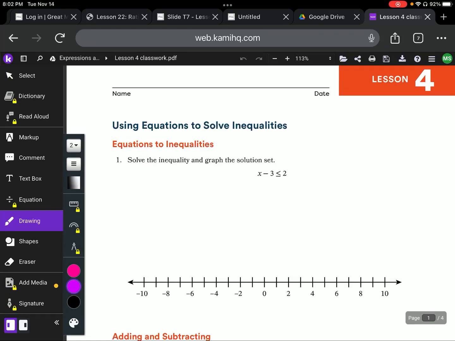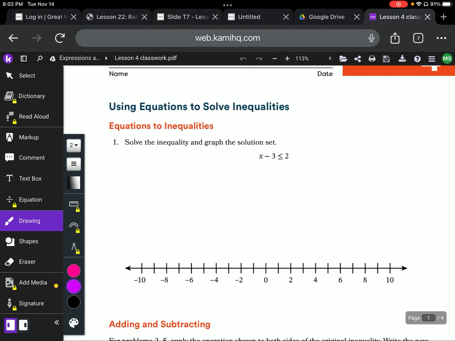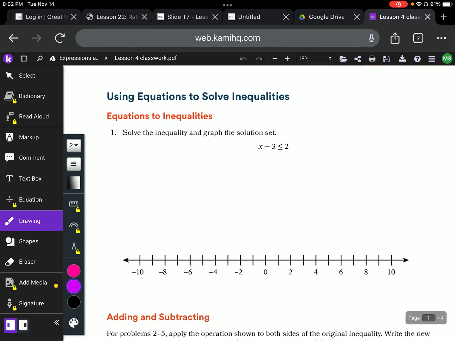This is workbook page 59. So we're going to go through solving this inequality and graphing the solution set. First we're treating this particular inequality. It's just a one-step inequality, like a one-step equation. Our goal is to get x alone on one side of the inequality symbol.